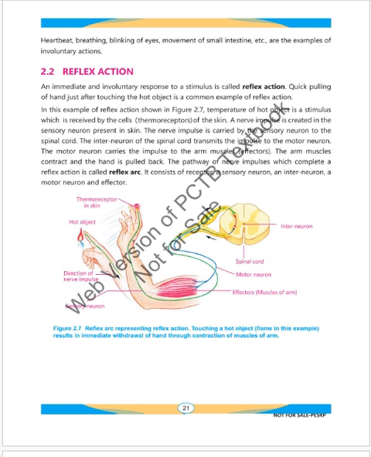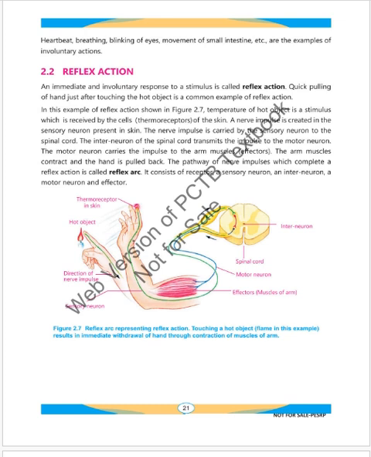In this example of reflex action shown in figure 2.7, the temperature of the hot object is a stimulus which is received by the thermoreceptor cells of the skin. A nerve impulse is created in the sensory neuron present in the skin.